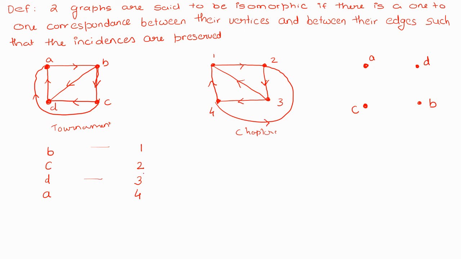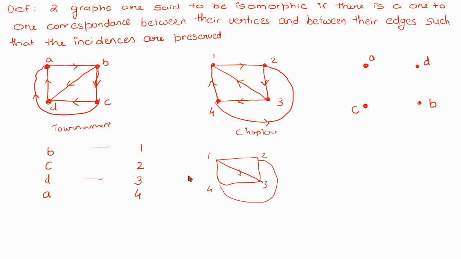Therefore, we can directly say with this one point only that these two graphs are not isomorphic. But if there was a similar graph 1 2 3 4, and this edge was from 1 to 3 like this, as it goes from B to D, then we would have checked the last one and if this also satisfies the same thing, then we would have said these two graphs are isomorphic.